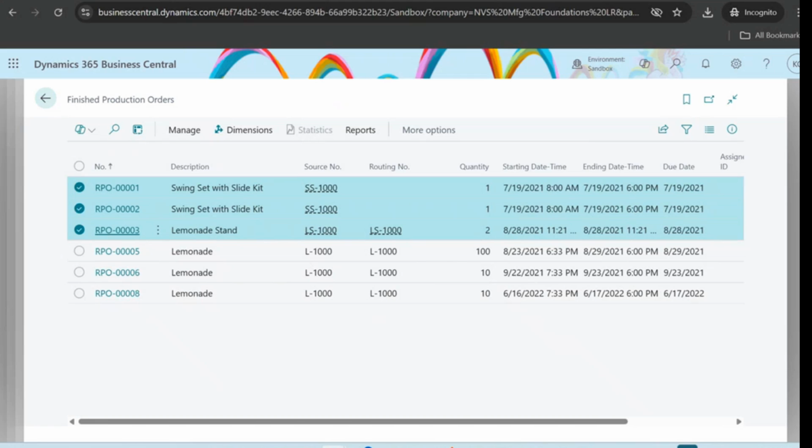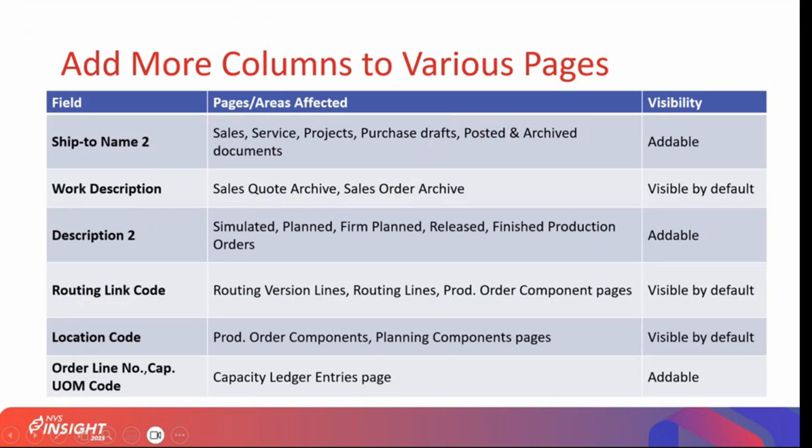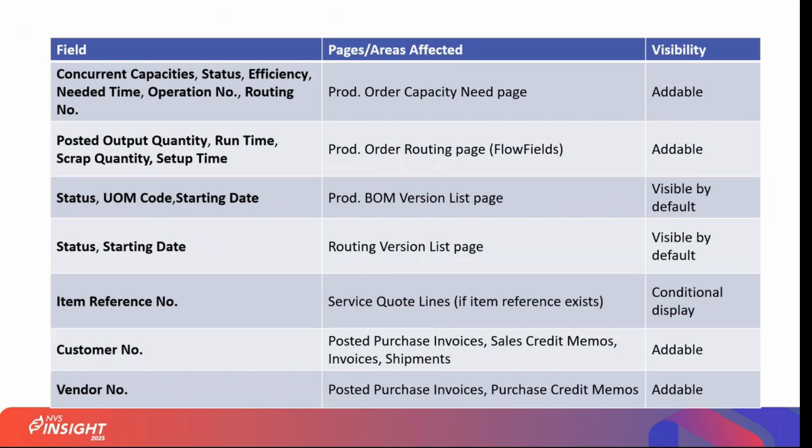And just to wrap it up, there's a couple of things I like about where they're going with this too. They're adding more columns to various pages. I have a feeling that they're pulling this from telemetry to see what people are adding to pages, or what fields people are using. So this is a complete list of the different fields. Some of them they've made visible by default, and some of them you can add when you personalize. This is quite a big list, especially on the production order pages, and it goes with some of the new functionality that they've added.